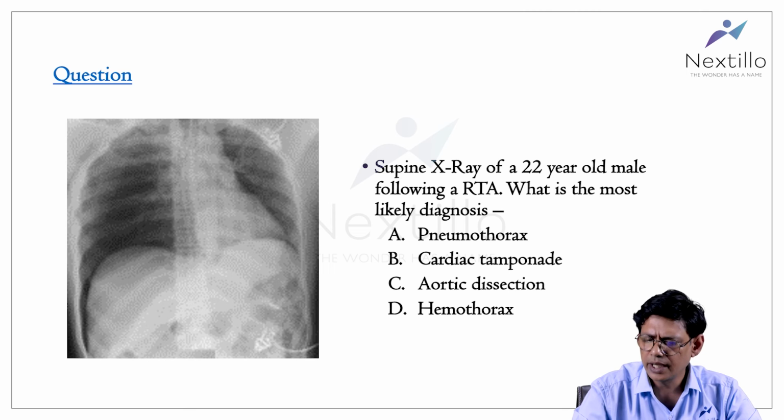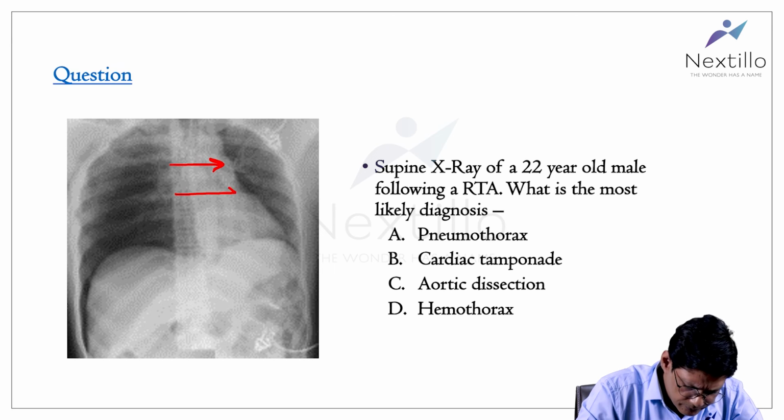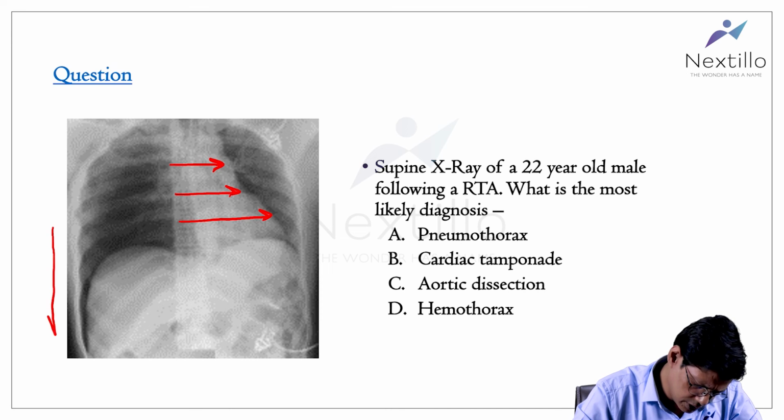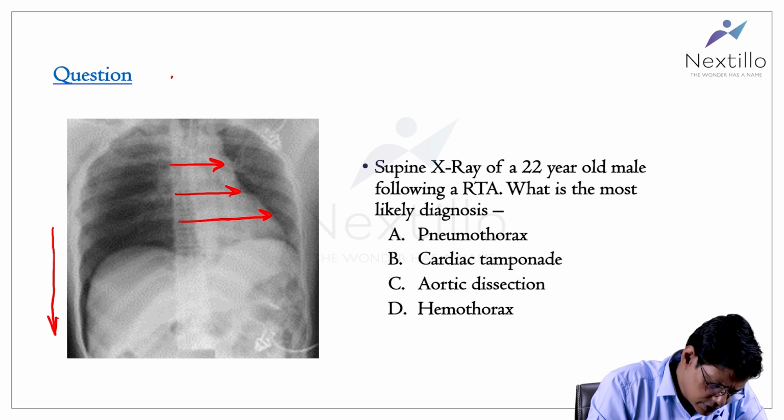Now, what is the diagnosis in this patient? A supine X-ray of a 22-year-old male following a road traffic accident. What is the most likely diagnosis? As per the findings, we find that there is mediastinal shift. Then this sulcus of the pleura has gone deep down into the abdominal cavity. This is what is known as the deep sulcus sign.